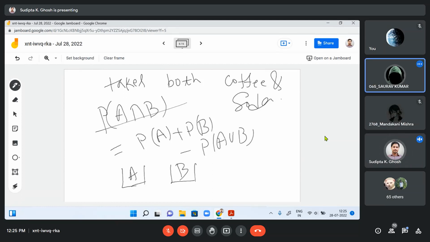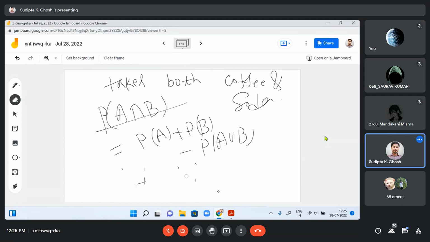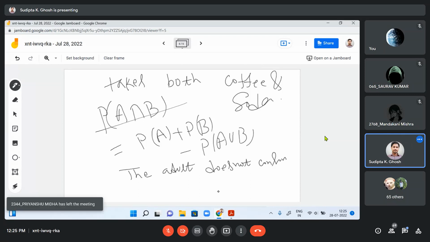Correct, no? Yes, sir. You can take either apple or banana, or apple and banana both. So right now, here the case, according to the question, is that the adult does not consume at least one. What is the meaning? That means the person or the adult is neither A, nor B.